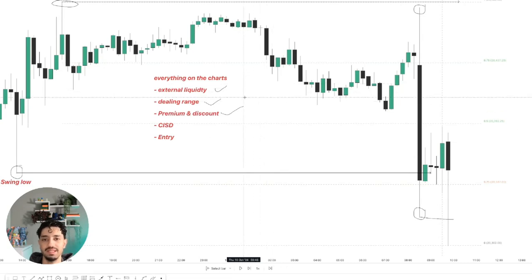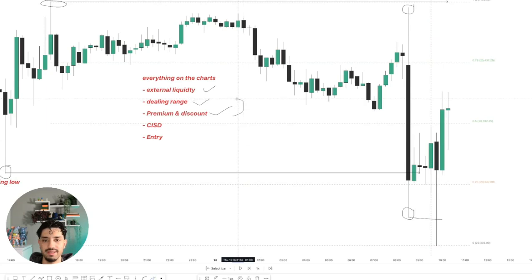So once we have these three things coming together, the external liquidity, dealing range, and premium and discount, you look at the premium and discount levels. So you can see this is the 0 level, and this orange shaded area or the dotted line, this is the 25 level. And at this level, to confirm the market wants to trade higher, you want to see it close above 50% and no bodies should close past this orange level.